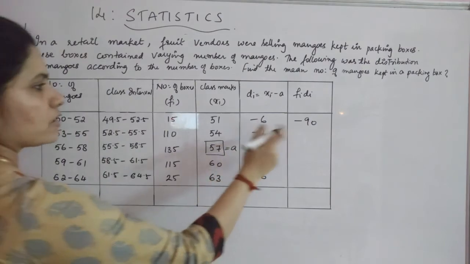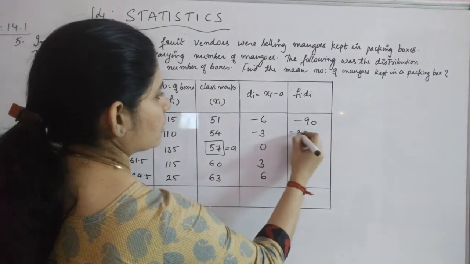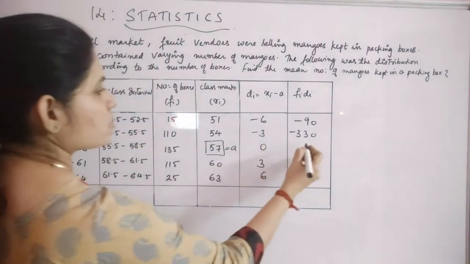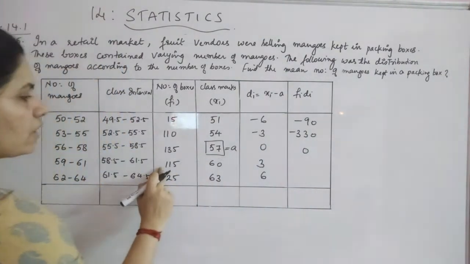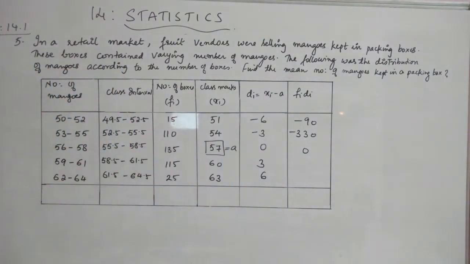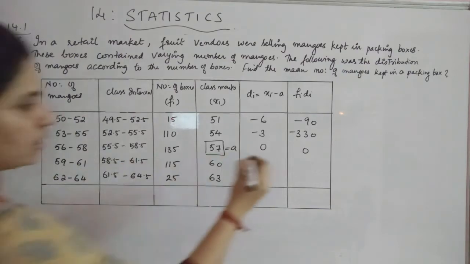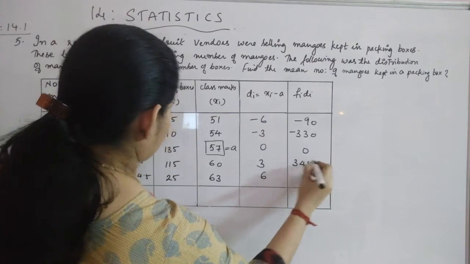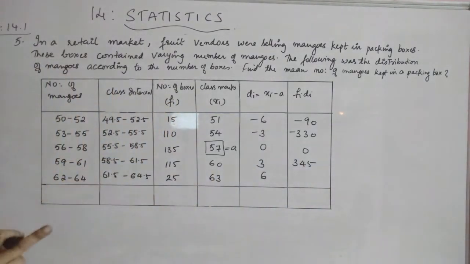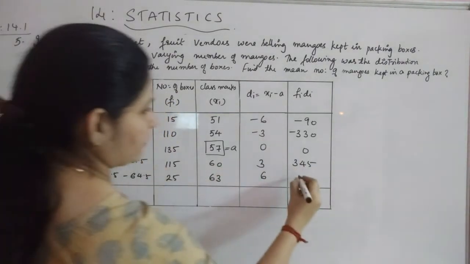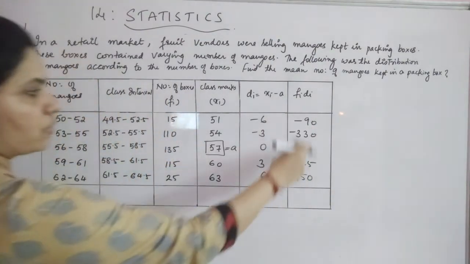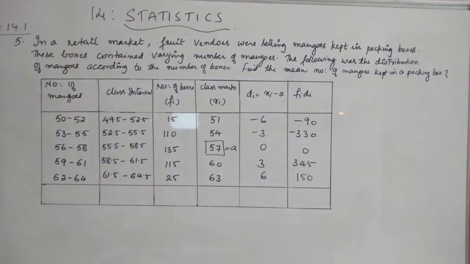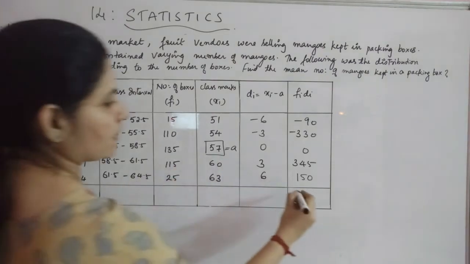110 into minus 3 will give you minus 330. 135 into 0 is 0. Then 115 into 3 will give you, how much will it be? 345. Okay, 345, and 25 into 6 will give you 150. Now calculating this, in total it will be 75.